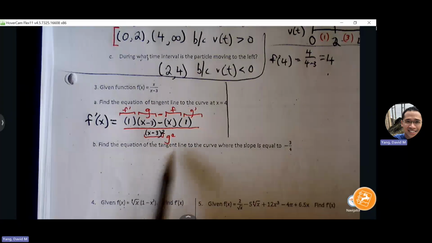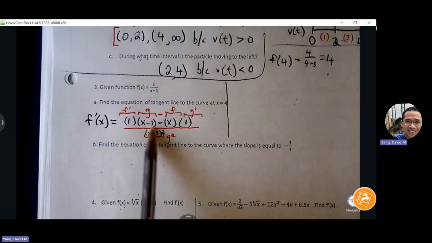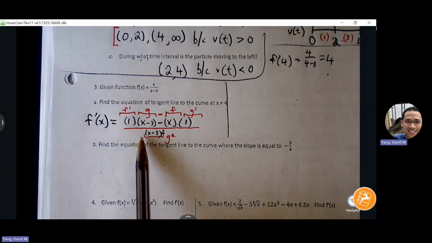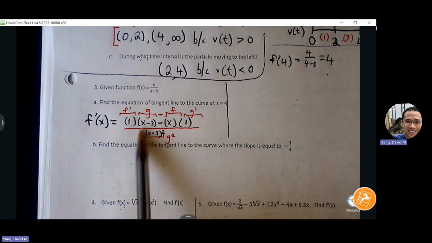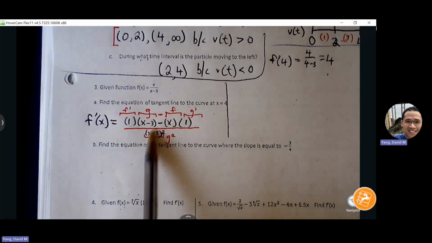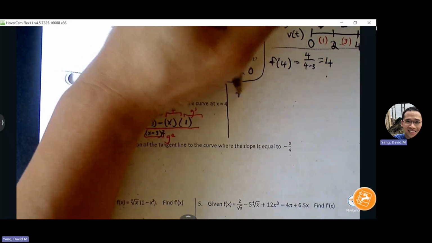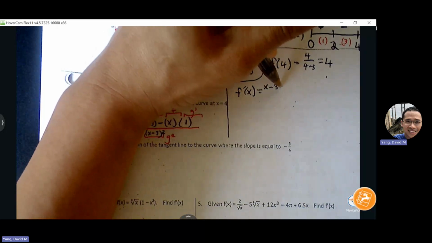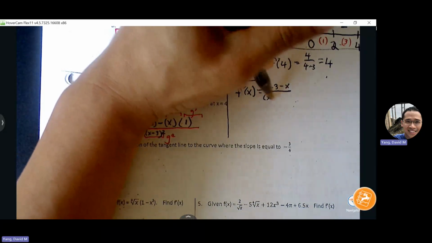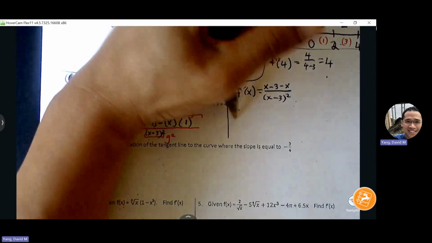Now I'm going to do some cleanup, but remember, when you do cleanup, do not touch the denominator. The denominator is at its finished state. It's the numerator that you have to clean up, and don't try to cancel out. Okay, we cannot cancel this out. So f prime is equal to x minus 3 minus x over x minus 3 squared.